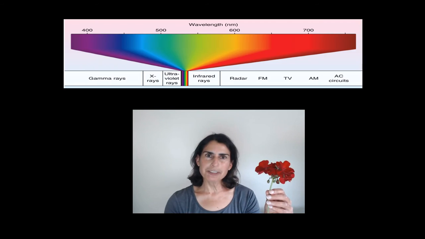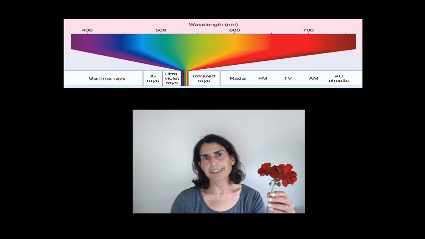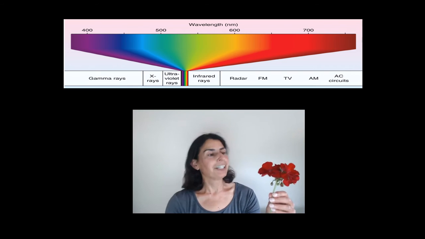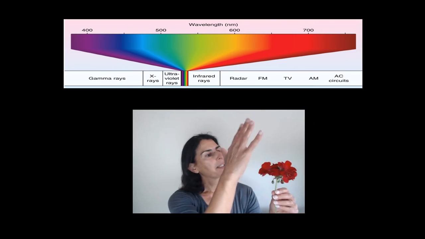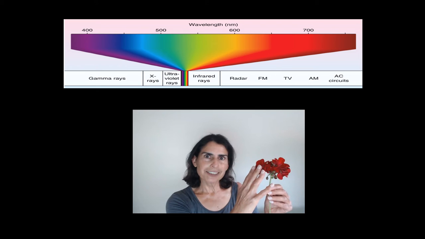So I have the window open. There's light coming in from outside. The light contains a variety of wavelengths, short, medium, and long wavelengths of light. And remember, the visible spectrum is between 400 to 700 nanometers in wavelength. So that light's coming in. It's hitting the surface of the petals.